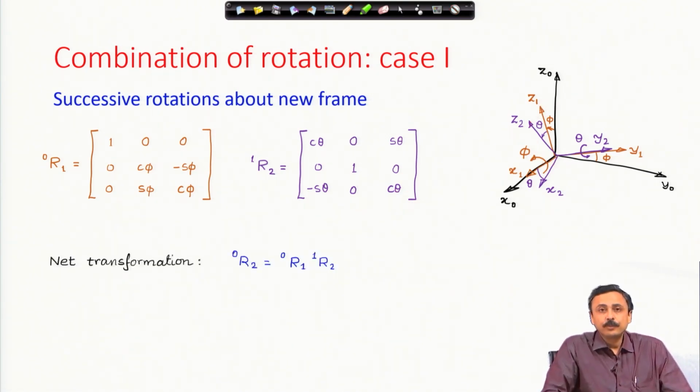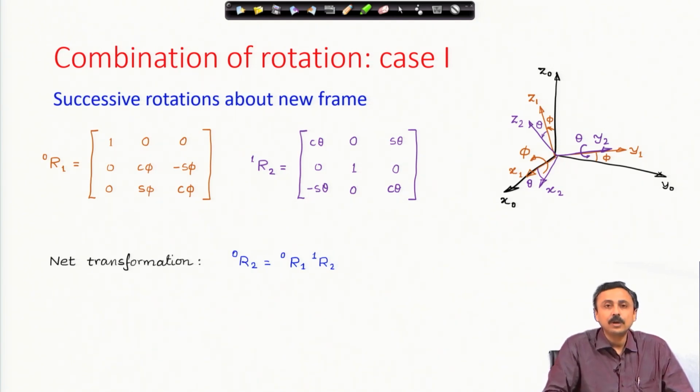The net transformation from 2 to 0 is now of importance; that is what I want to find out. The net transformation from frame 2 to frame 0 means, if I had a vector in frame 2 whose representation is, say, px2, py2, pz2, what is its representation in frame 0? That means I want to find out px0, py0, pz0.